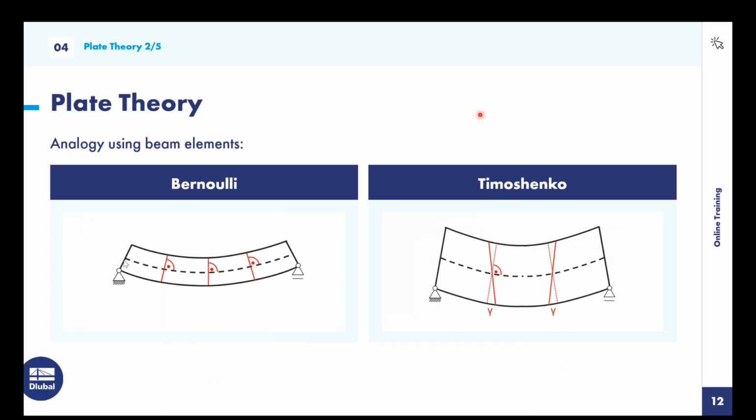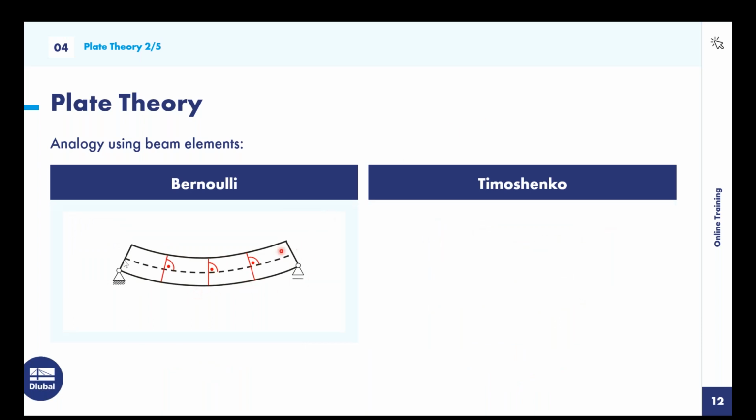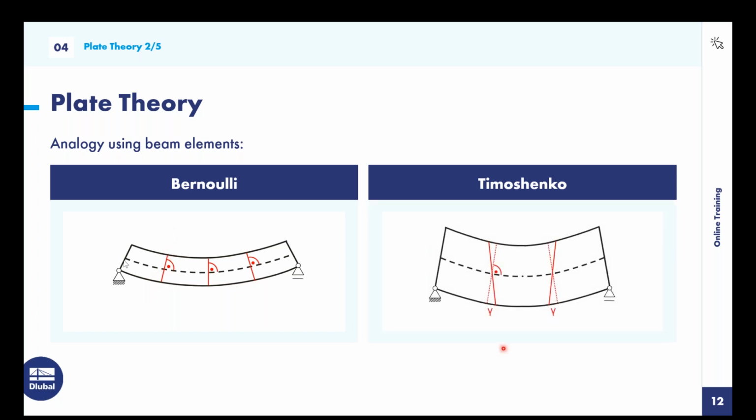And here is a graphic. You can see with Bernoulli's theory that the cross-section remains completely perpendicular to the member axes. And with the Timoshenko theory, here we have an increased angle. This will lead to additional shear deformations and shear stiffness. The reason for this is because we consider shear stiffness.